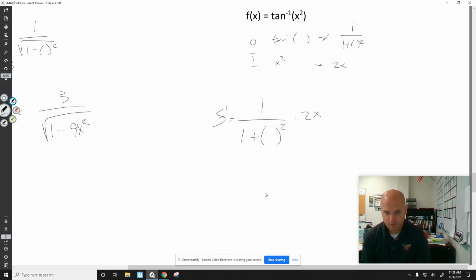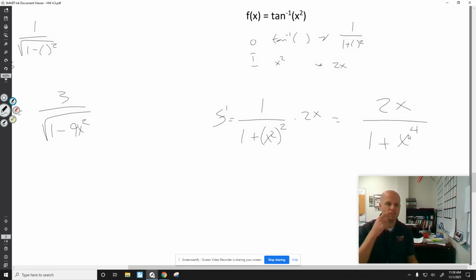Okay, what starts in the parentheses stays in the parentheses. If I were to simplify this, I'd write this as 2x over 1 plus x squared squared is x to the 4th. People are having difficulties plugging in values or knowing what to do, like 3 squared cubed. They're like, yeah, that's x to the 6th.